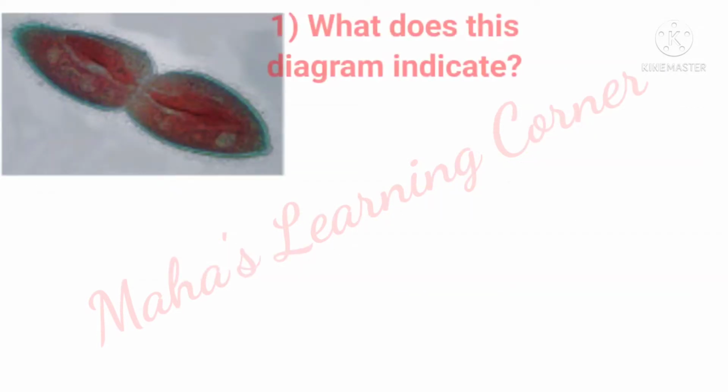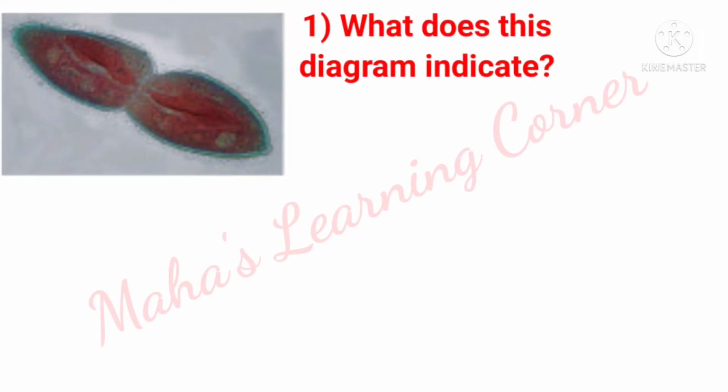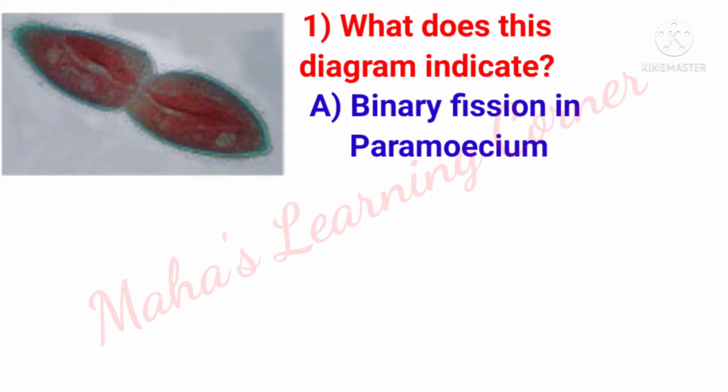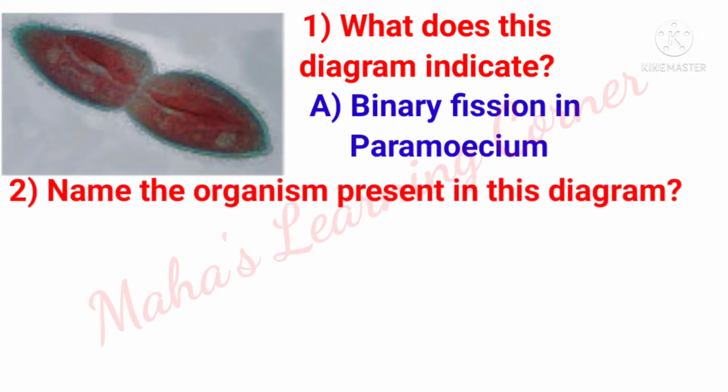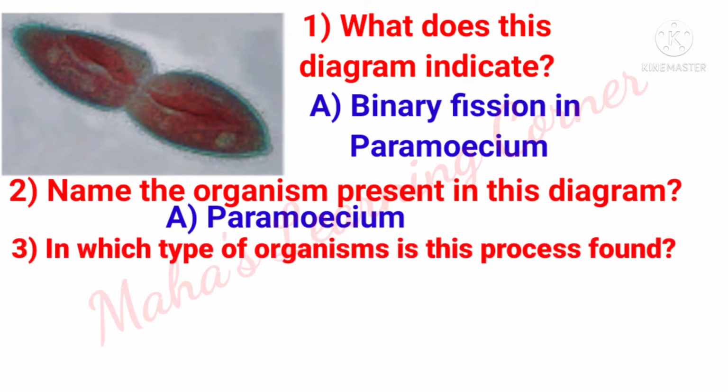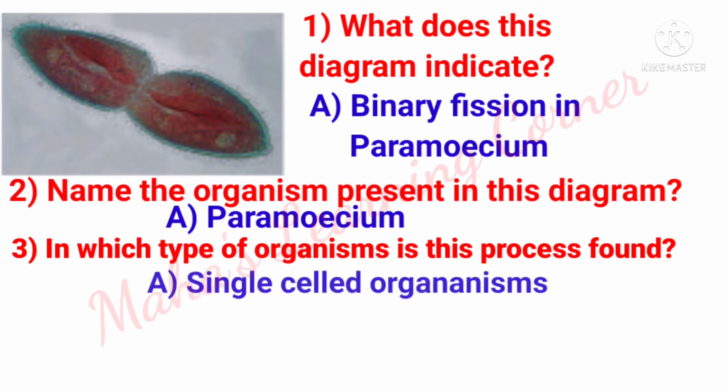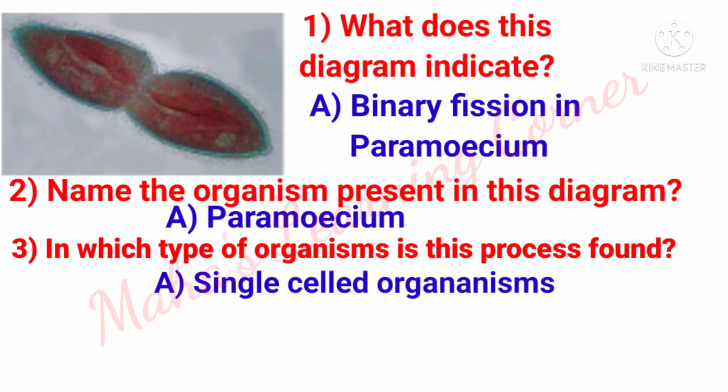First question, what does this diagram indicate? Correct answer, binary fission in paramecium. Second question, name the organism present in this diagram. Correct answer, paramecium. Third, in which type of organisms is this process found? Correct answer, in single-celled organisms.